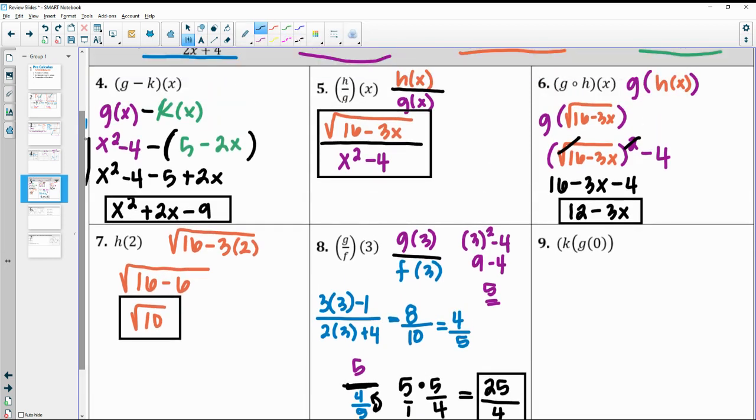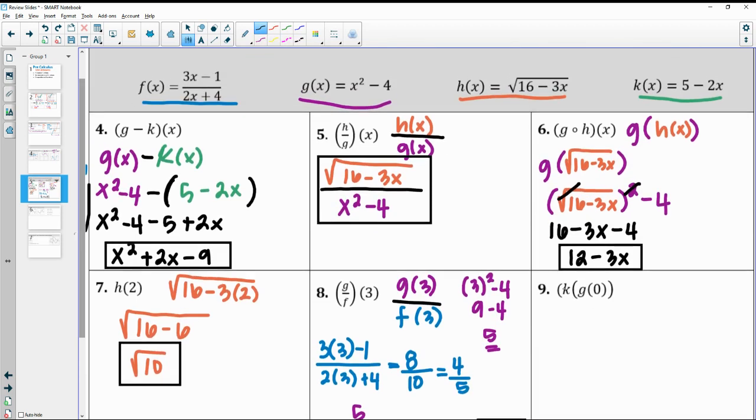Then number 9 has us plug g of 0 into k. So let's figure out what g of 0 is first. So we plug 0 into the g function. So we'd have 0 squared minus 4. So 0 minus 4 is just negative 4. And then we're going to plug that into the k function. So we're doing k of negative 4. And our k function is 5 minus 2 times that negative 4.